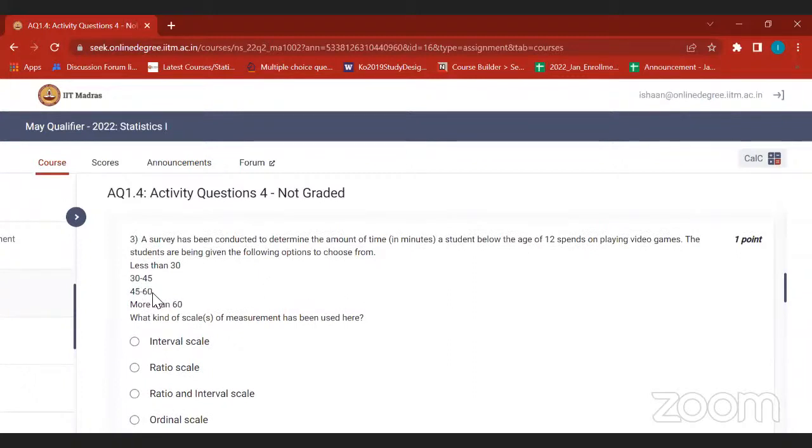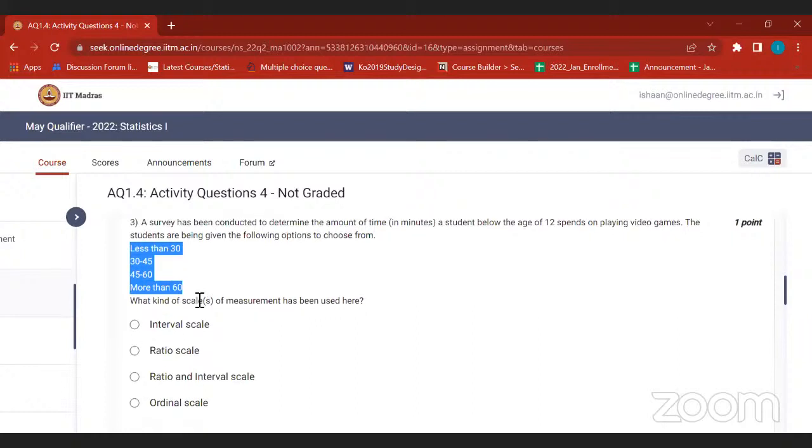I think it should remain ordinal because we have made the categories. But when we are talking about only the times, I'm noting down the exact times, not putting them in some particular intervals. In that case, yes, it would be ratio. And if I'm putting fixed intervals, then it would be interval.